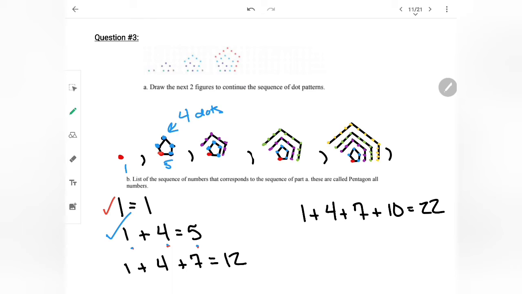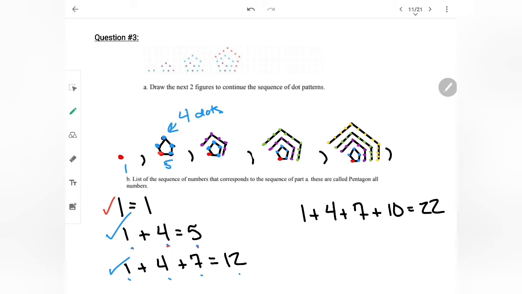For the next one, with our next layer that was added, we actually got a layer of purple dots that have a total of 7. So all we do is add this new layer of dots to what we already have, 1 plus 4, which is 5, plus 7, which is going to be equivalent to 12.